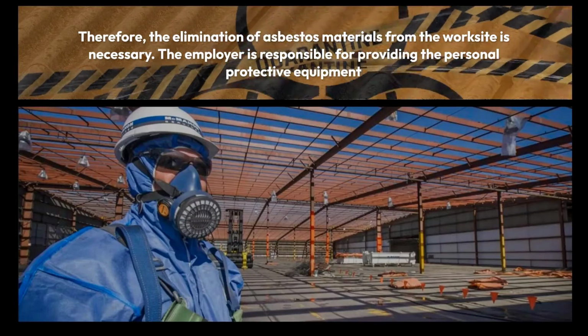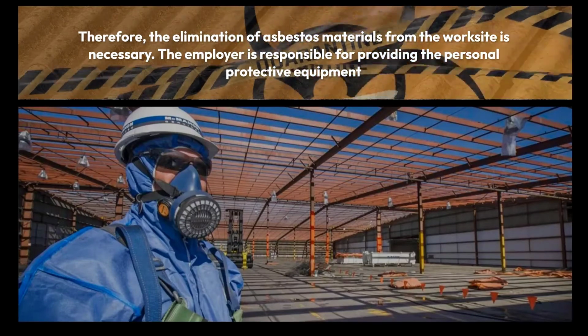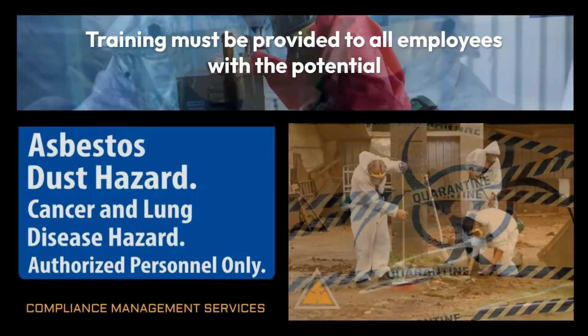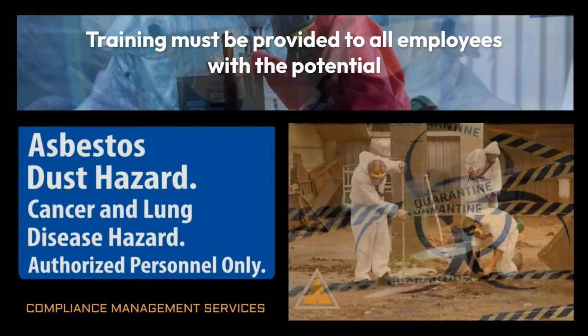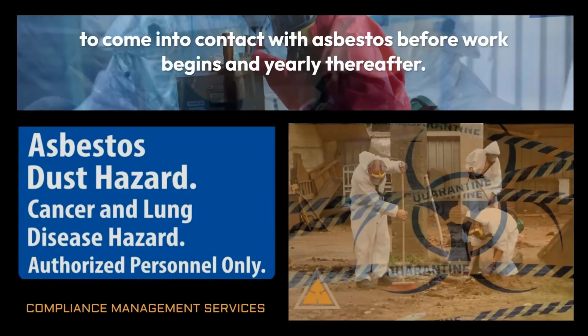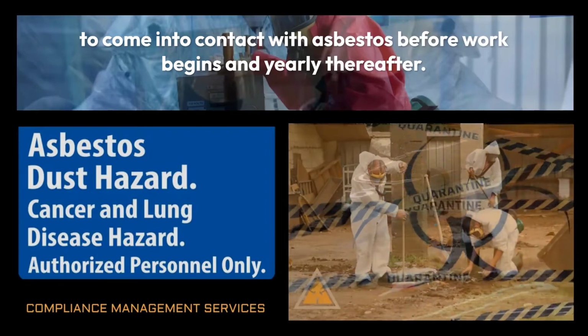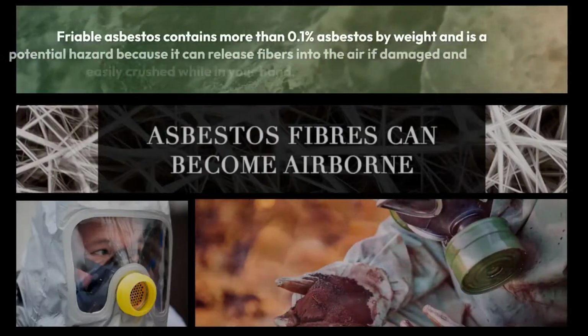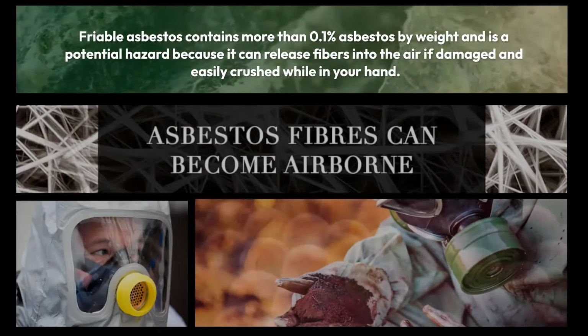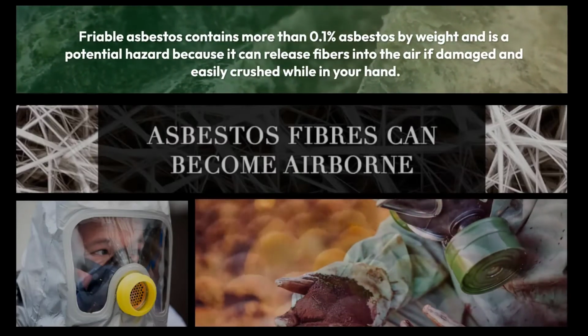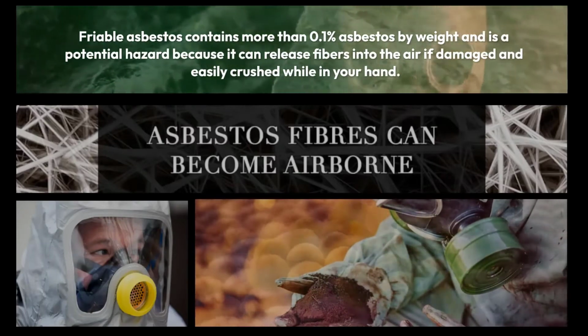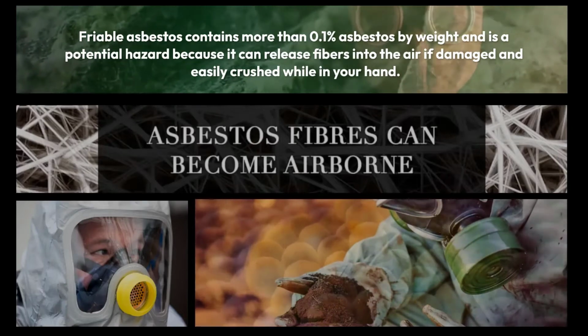The employer is responsible for providing the personal protective equipment. Training must be provided to all employees with the potential to come into contact with asbestos before work begins and yearly thereafter. Friable asbestos contains more than 0.1% asbestos by weight and is a potential hazard because it can release fibers into the air if damaged and easily crushed while in your hand.